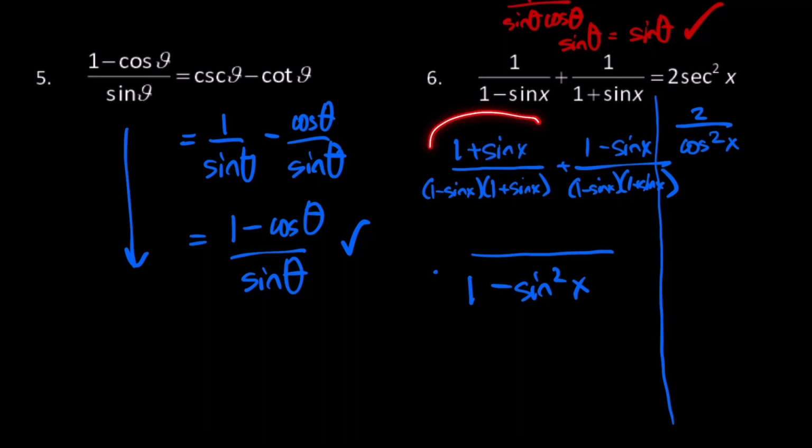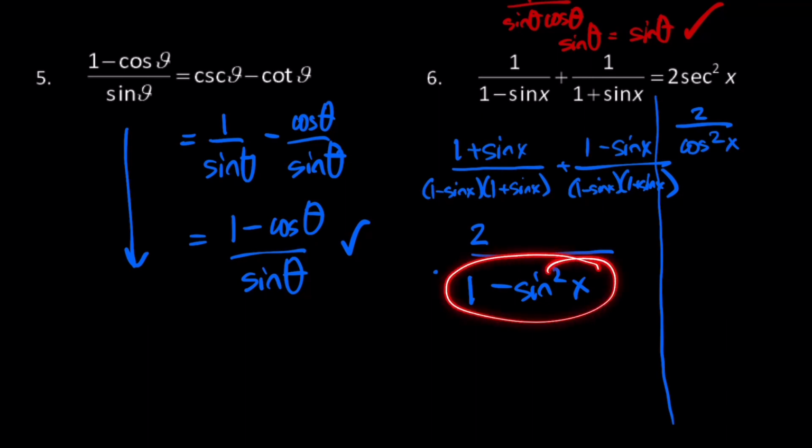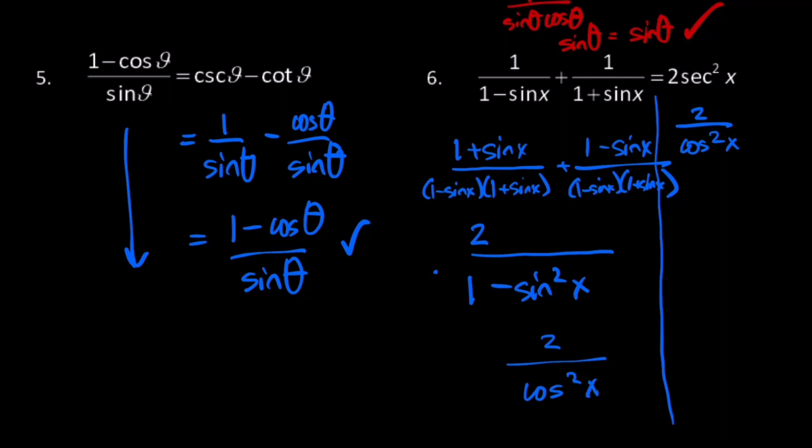When you go to combine your numerators, you're adding, so you get 1 plus 1. That's going to give you a 2. Then check this out. Positive sine x minus sine x, those cancel. So my numerator is just this 2. So what does this give me? 2 over 1 minus sine squared x. Well, that's just cosine squared x. So that gives me 2 over cosine squared x, which is exactly what I have on that side. So finally, we finished that identity.